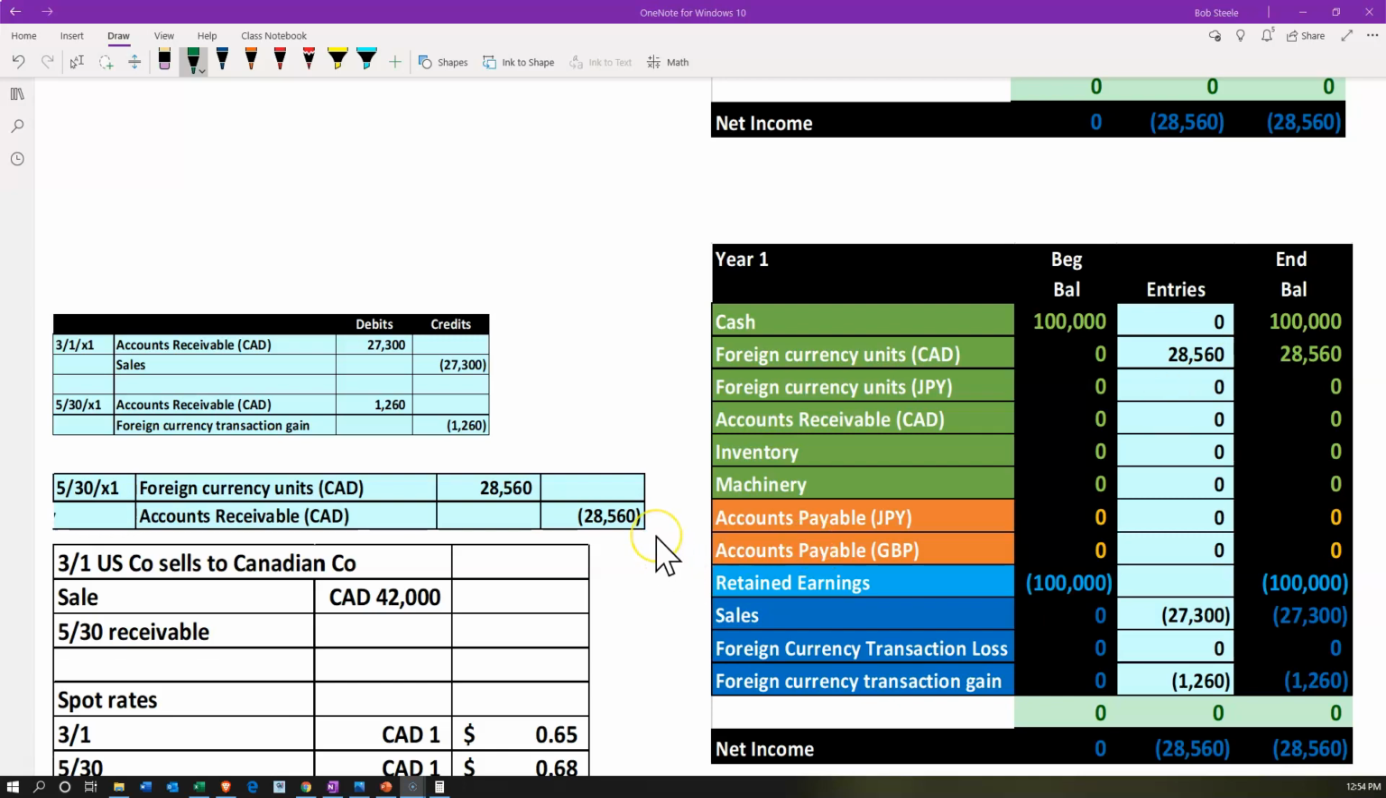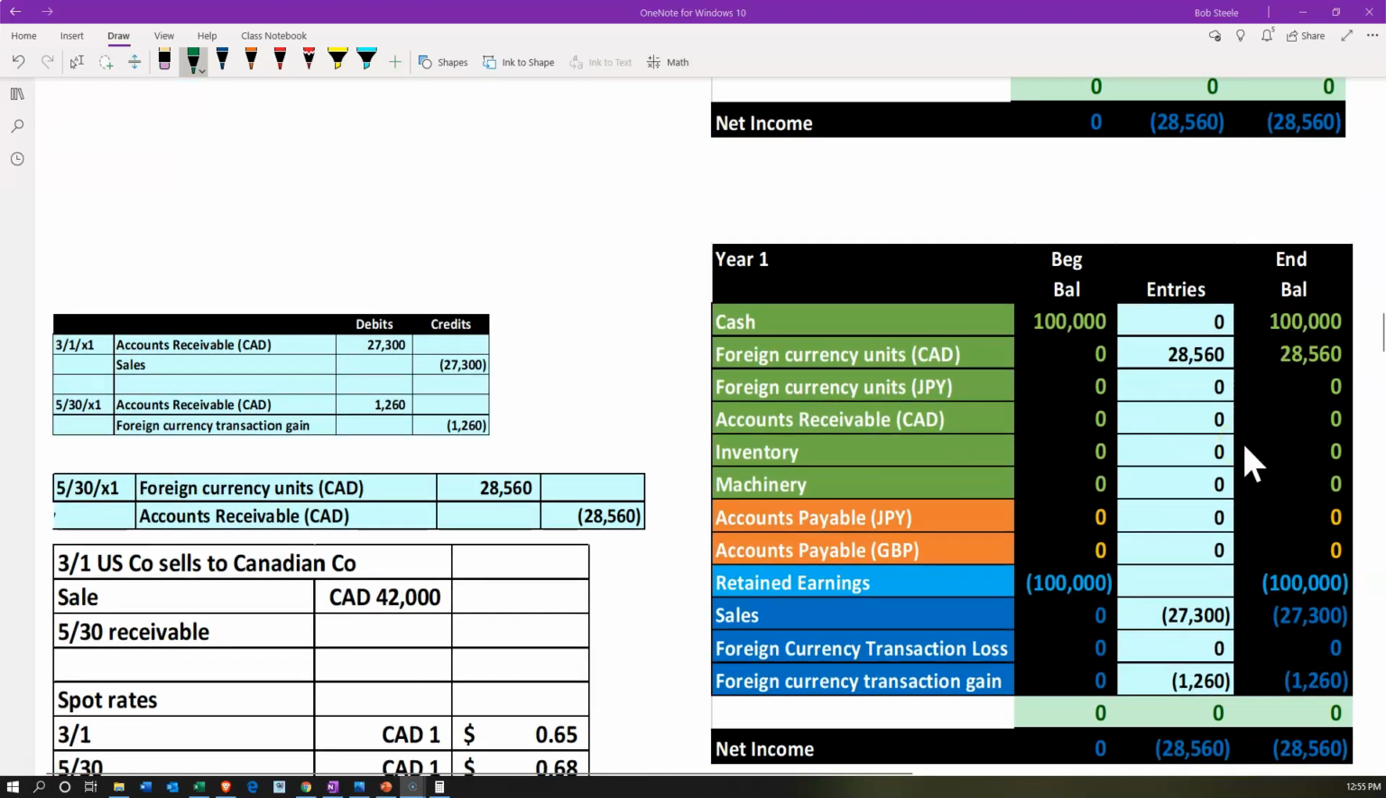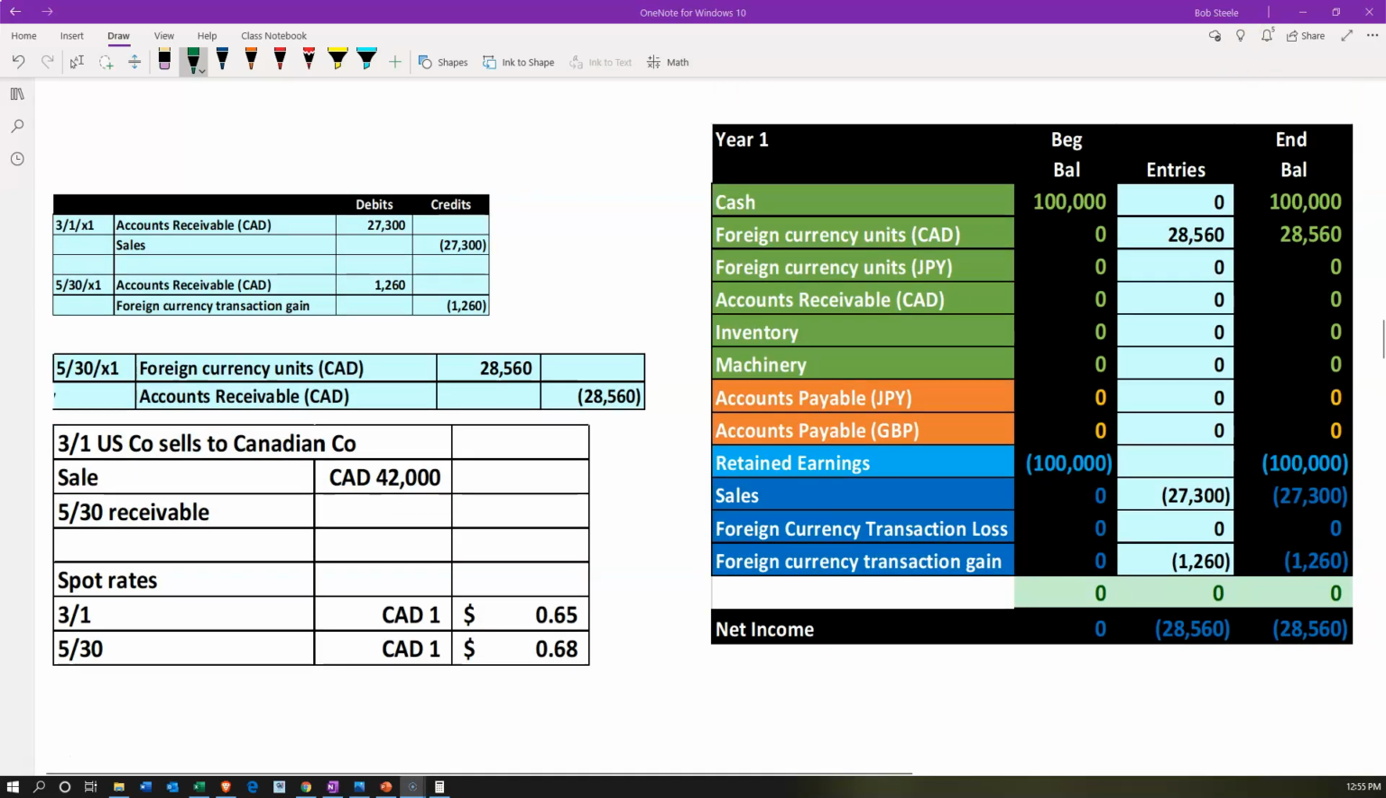And then the other side is going to be bringing down the accounts receivable. So the accounts receivable is now back to zero. It was on the books at the 28,560. It's now going off the books and is down to zero. And we have been paid. It's a receivable in Canadian dollars that we're going to receive, but the receivable was on the books in terms of the US dollar equivalent as well. Obviously, the number is going to be that same 28,560, which is the current value using the current spot rate, meaning the 42,000 Canadian dollars times the current spot rate, which is 0.68, the current valuation.